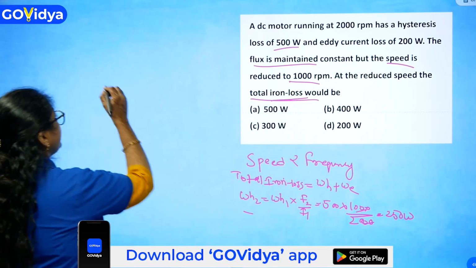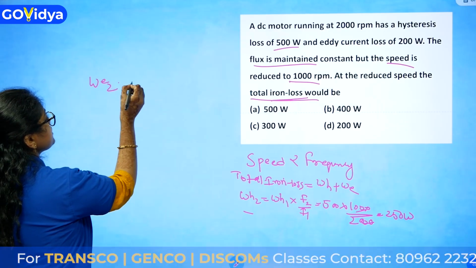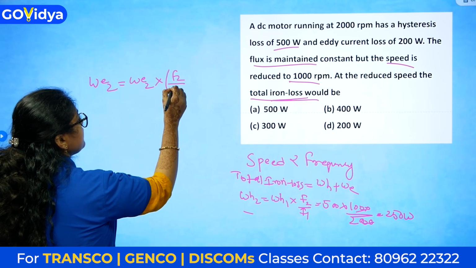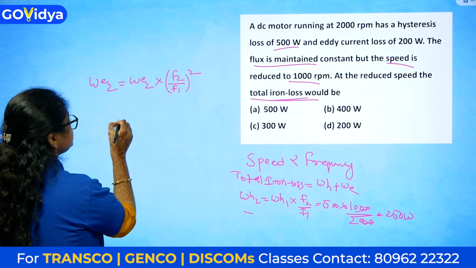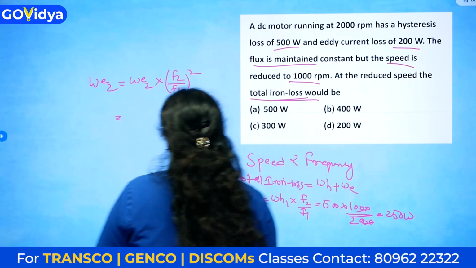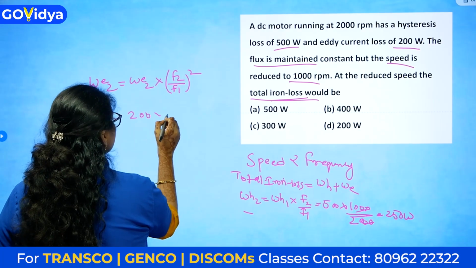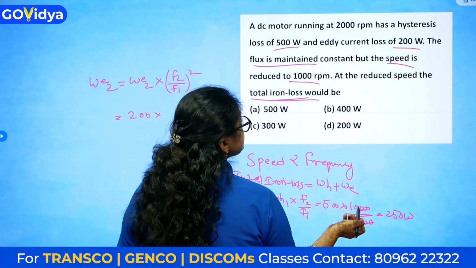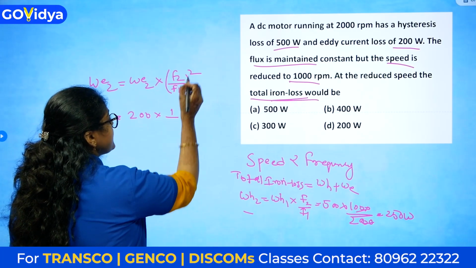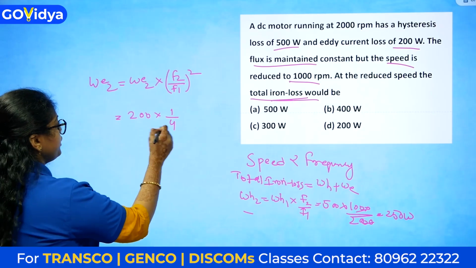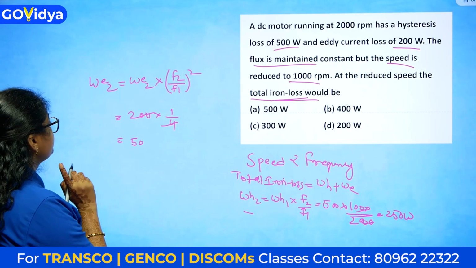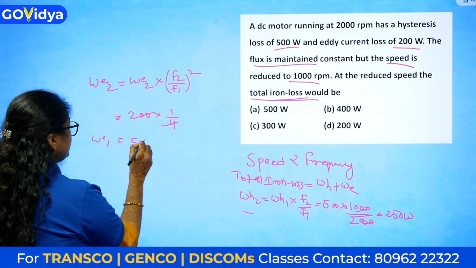We will find the eddy current loss. WE2 is equal to WE1 into F2 by F1 whole square. WE1, the eddy current loss, is 200 watts. So 200 into F2 is 1000 and F1 is 2000. So you will get 1 by 2 whole square, which is 1 by 4. So 200 by 4 is 50. So WE2 is 50 watts.